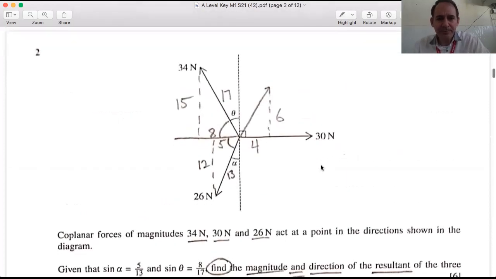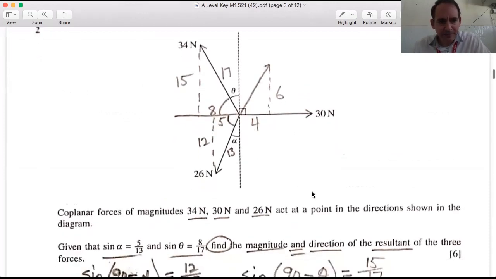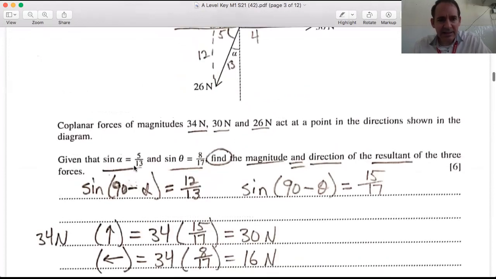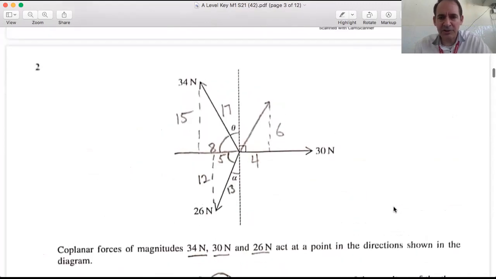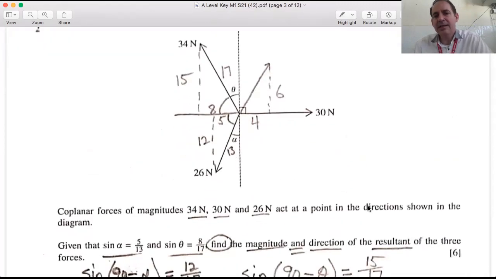Question number two, we have 3 forces that are given here, 34 newtons, 30 newtons, and 26 newtons, at the directions shown. Given that sine alpha equals 5/13 and sine theta equals 8/17, find the magnitude and direction of the resultant of the 3 forces. So this is resolving forces, and it's not in equilibrium, it is finding the resultant force.